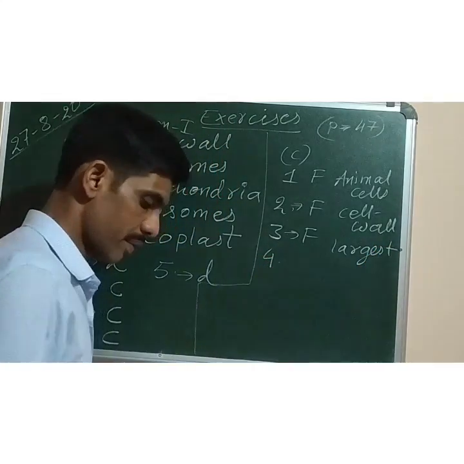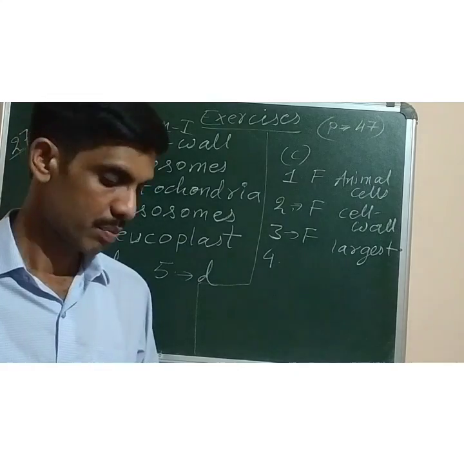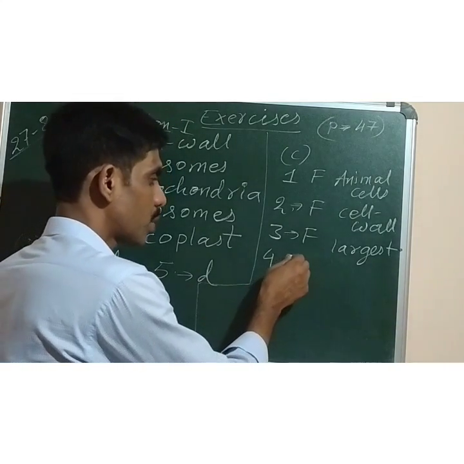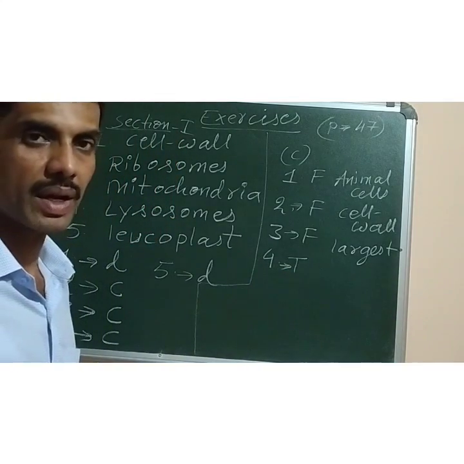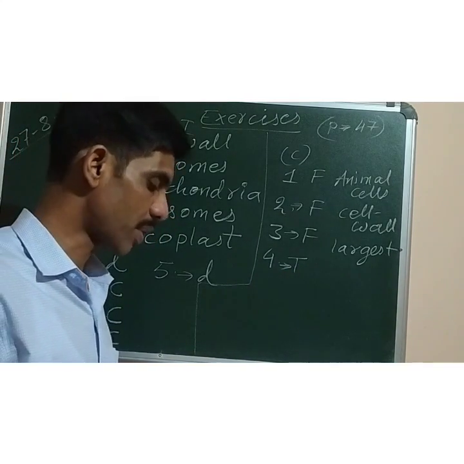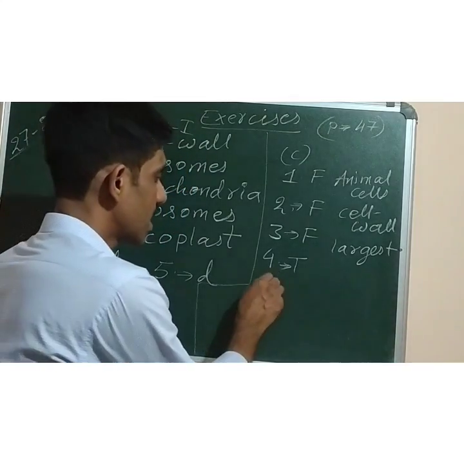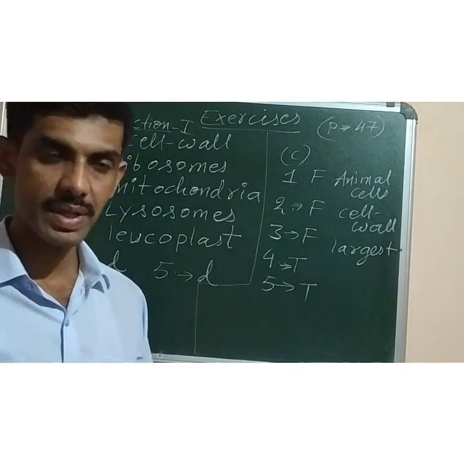Then number 4, the colors imparted by chromoplast promote pollination. Yeah, it's true, because it is the chromoplast which gives color to flowers, and flowers help to attract the insects for pollination. And the last question, centrosome helps in cell division. That one is also true. Centrosome helps in the formation of spindle fibers.